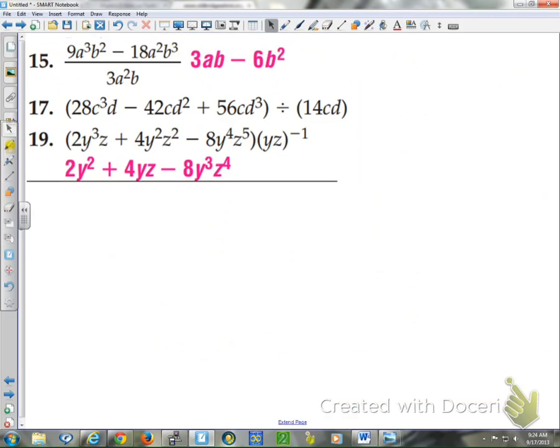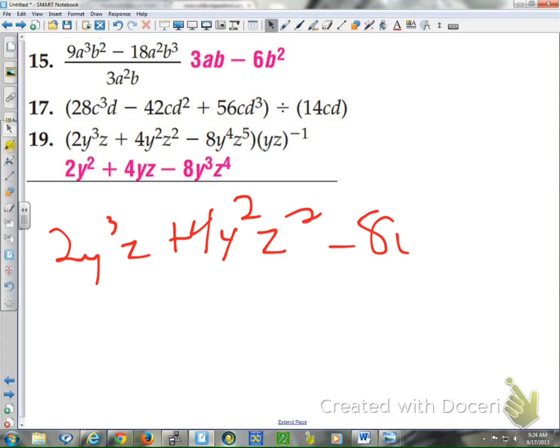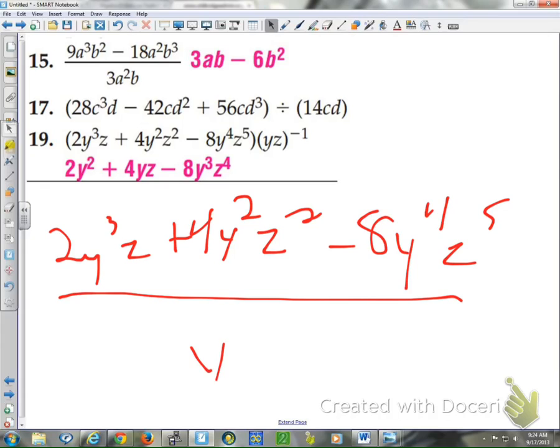Number 19 is the exact same as the other 2, but when you multiply something with a negative exponent, gentlemen, make sure you're paying attention. When you multiply something with a negative exponent, it's going to work out like this. 2y cubed z plus 4y squared z squared minus 8y to the 4th z to the 5th. Now, when you multiply by yz to the negative 1, you really have to flip that to the denominator, and then you're just doing what we just did a second ago.